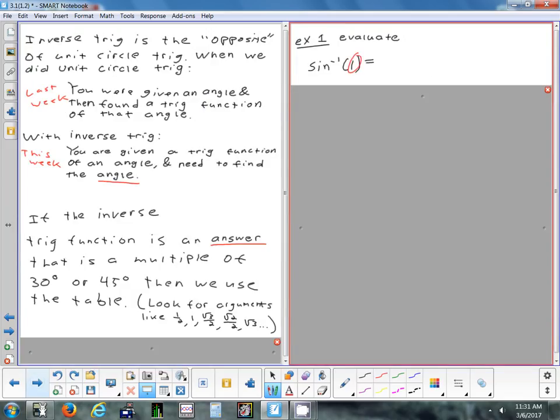What I just circled in red, that's the argument. It's the thing I'm taking the inverse sine of. Okay? In this case, it's the number 1. So look for arguments that are 1s, 1/2, root 3 over 2, root 2 over 2, root 3, anything like that you'll find in this table.